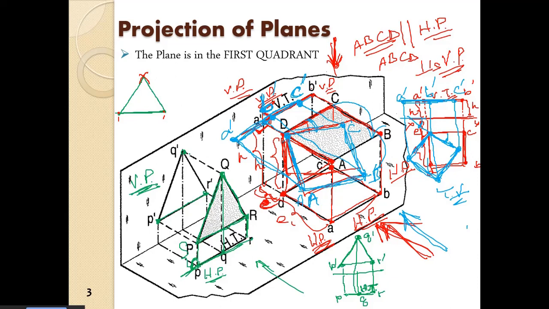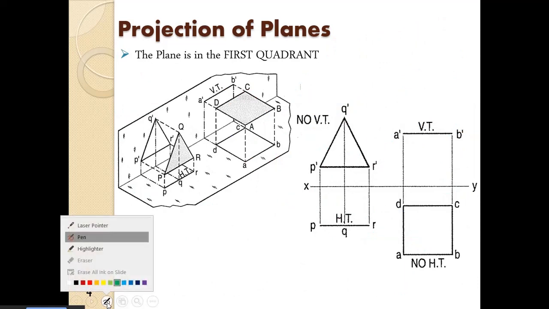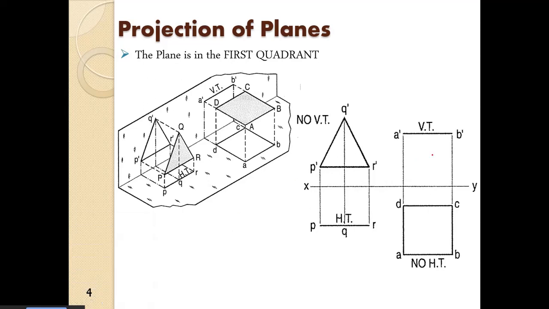So this is the top view, and this is the front view. So here we have the answer. This is the trace on the horizontal plane of the plane PQR. So we have this top view and front view.